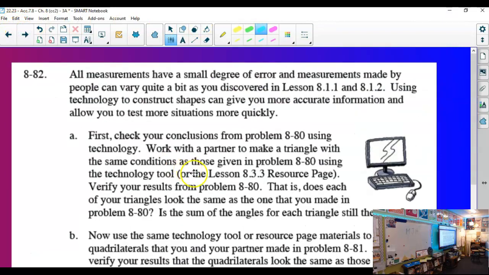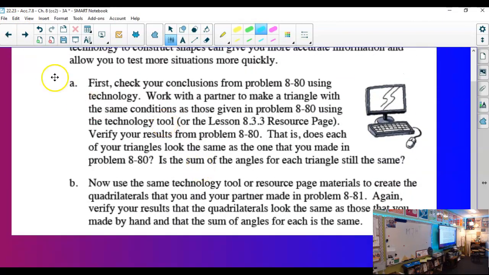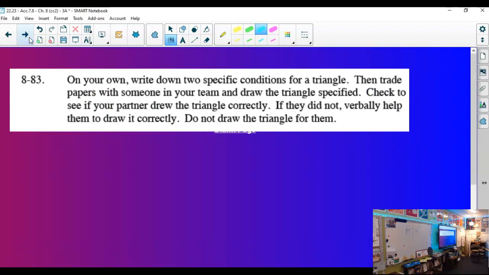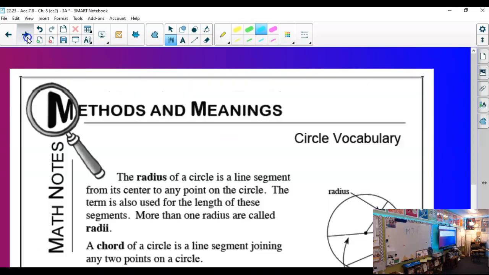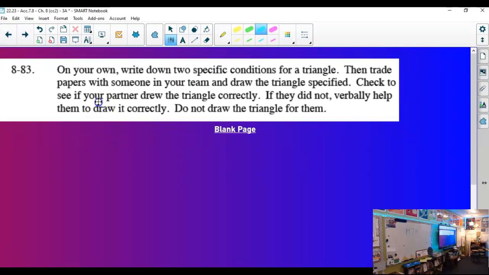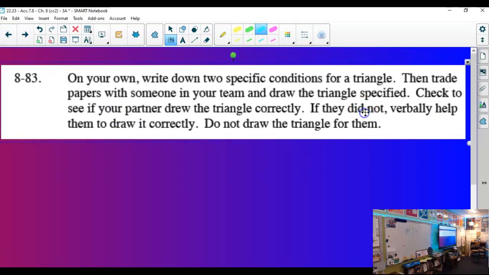So 81, 82. But that's homework. So you now get to come up with a challenge. I want you to, on your paper, follow a set of steps to draw a certain shape. What you want to do is try to figure out, can I say those steps to somebody else and they draw the same shape that I did?